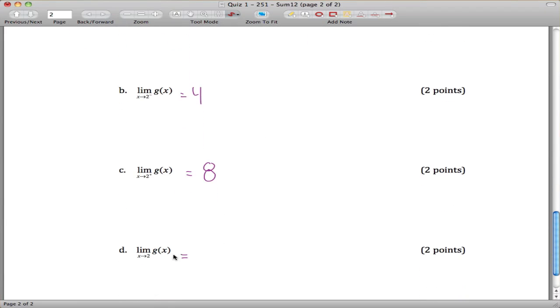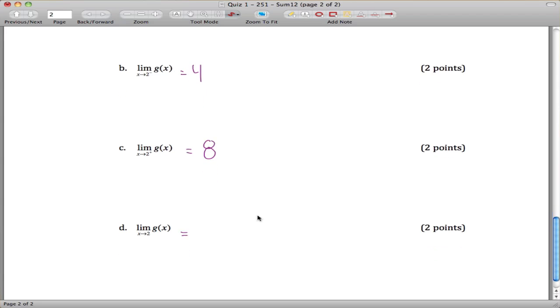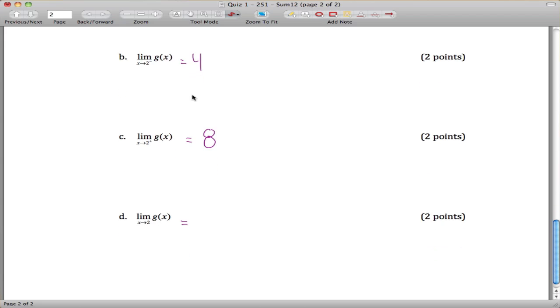And finally, the limit as x approaches 2 of g of x. What you do to figure that out is you look at your answers to part B and part C. If you wrote the same number there, that's the number you wrote down here. Because these two numbers are different, we'd say this does not exist. Maybe I'll even write parenthetically because 8 does not equal 4. Something like that. I guess that's the end of this quiz.